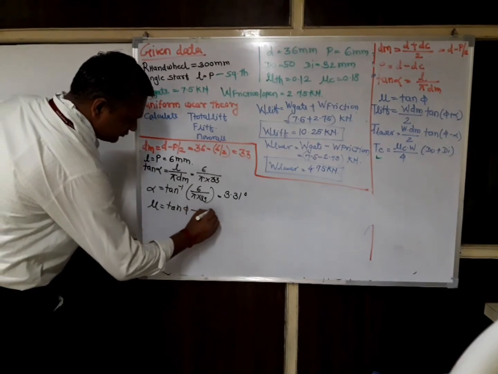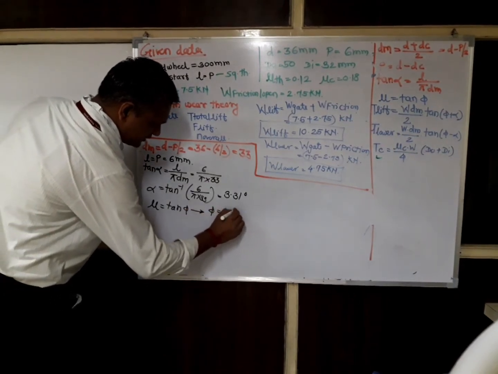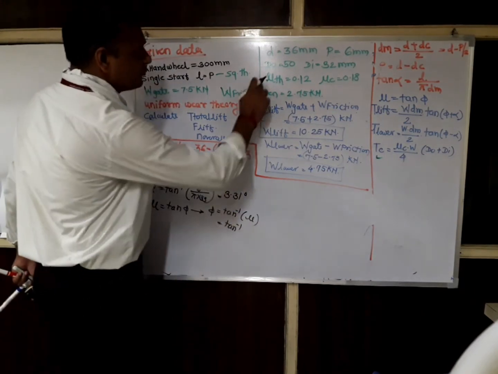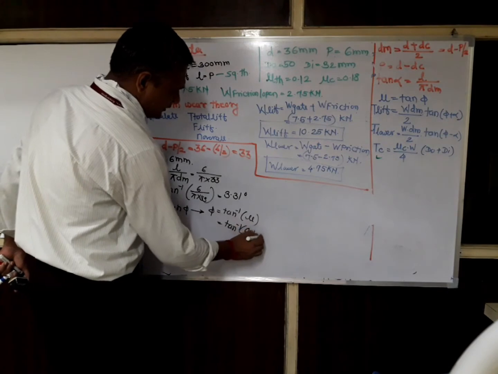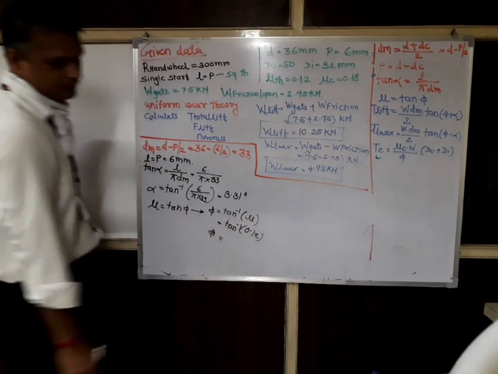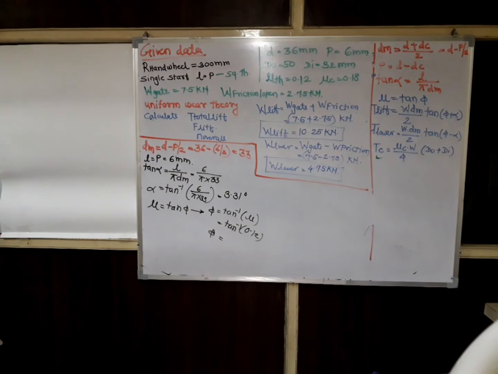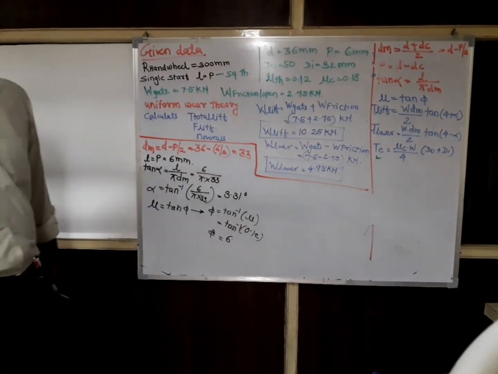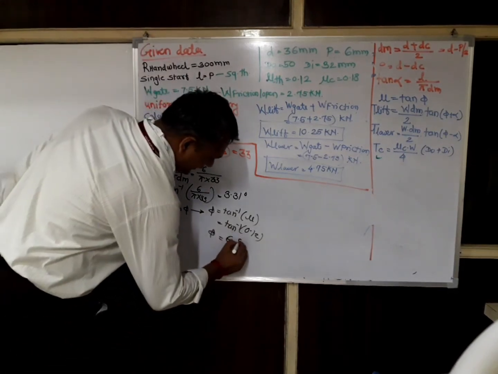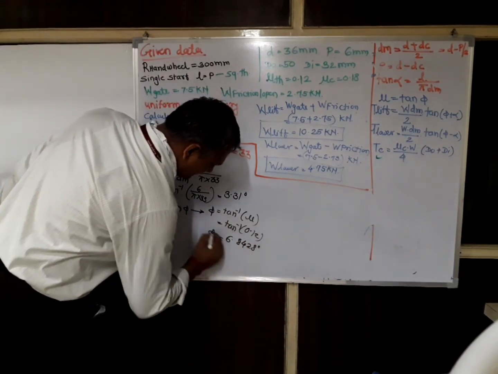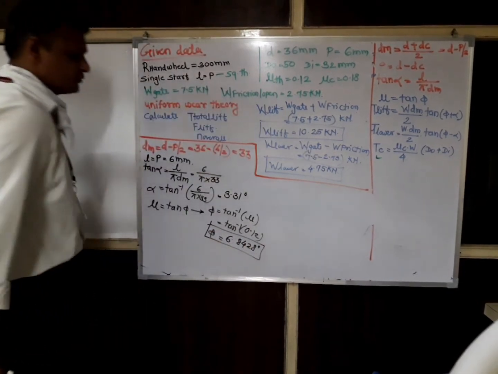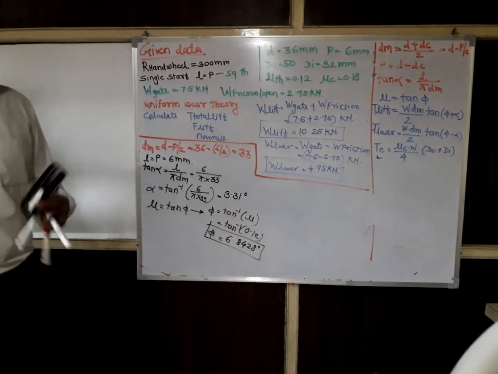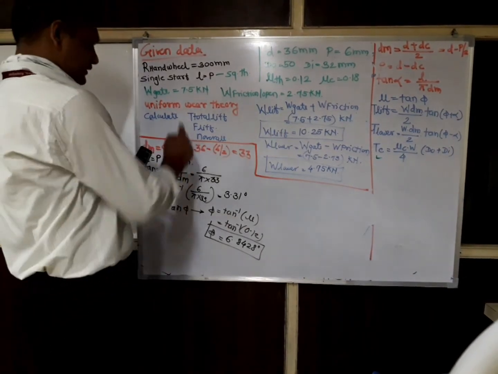Therefore phi will be equal to tan inverse of mu. Therefore tan inverse of mu of thread, that is 0.12. Therefore phi will be equal to 6.8428 degrees. Then once we have found this, now we want to find out the T total lift.